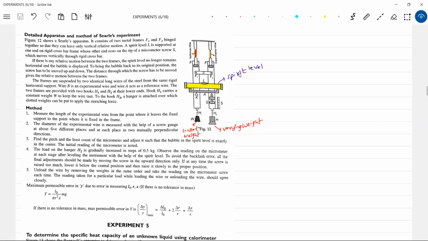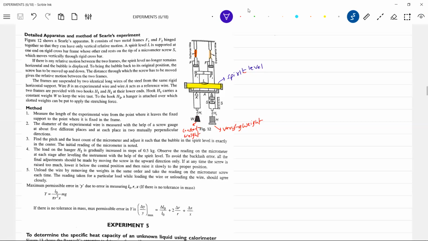What is there in that one? There's a standard constant weight. This one, I'll suspend it. Initially the spirit level will be leveled, then it will tilt like this. For that, I will rotate this screw here. By rotating this screw, what will happen? I'll bring the drop exactly to the middle.